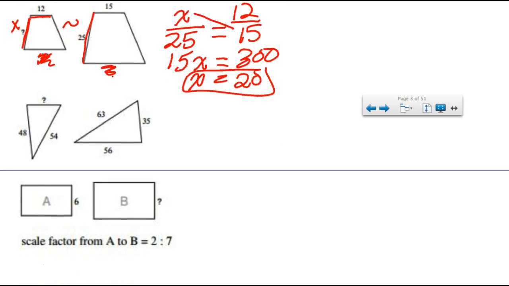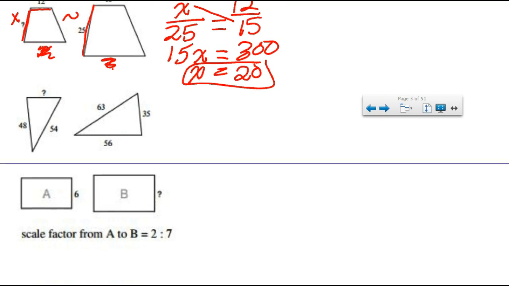On the next one, and by the way, this is used a lot for scale drawings and on maps and in architecture because most things are drawn first before they're built, and they're shrunk down and they're drawn what we call to scale, kind of like a blueprint. And then what we do is we just blow everything up by a scale factor and everything becomes built way larger exactly as it was drawn up on a scale drawing.